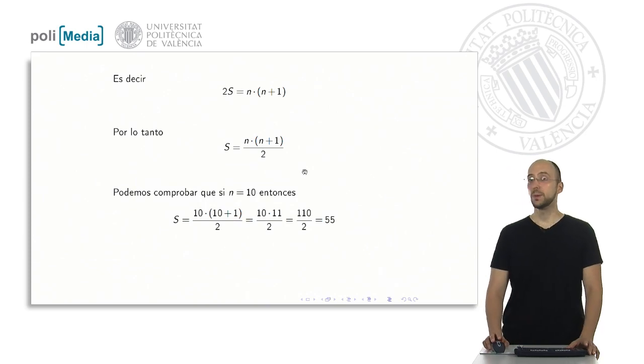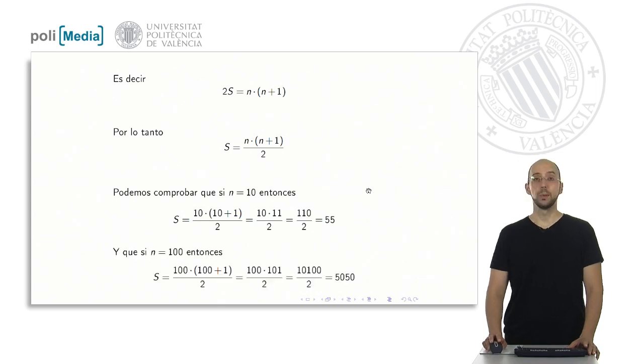We can then check that if n is 10, all we would have to do is substitute n for 10 in this expression and obtain the result. Note that this would be 10 by 10 plus 1. 10 plus 1 is 11, which multiplied by 10 is 110, and all divided by 2 gives me 55, as we have seen before. We can also check that if n is 100, then substituting in this formula we would get 100 times 100 plus 1 divided by 2. That is 100 times 101 divided by 2. That's 10,100 divided by 2. And the final result is 5,050. This would then be the formula we can use to add the first n natural numbers.